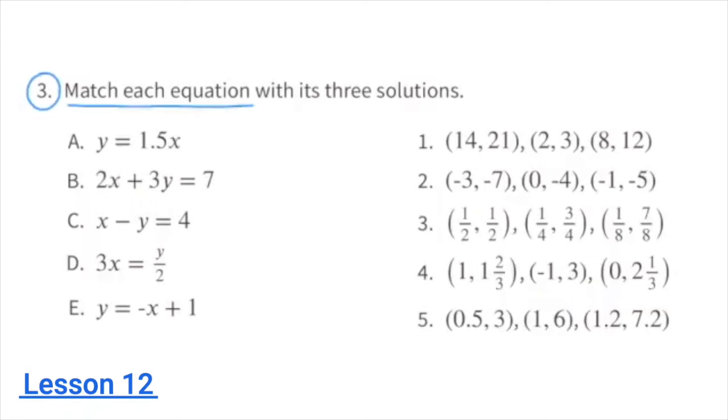Number 3. Match each equation with its solutions. A. y equals 1.5 times x. Let's use the first pair in number 1, 14 and 21. Since 14 times 1.5 equals 21, if y were 21, then 1.5 times 14 equals 21. Let's look at the next pair, 2 and 3. 2 times 1.5 equals 3. So that also works. And 8 times 1.5 equals 12. All 3 sets for number 1 are a solution for A.